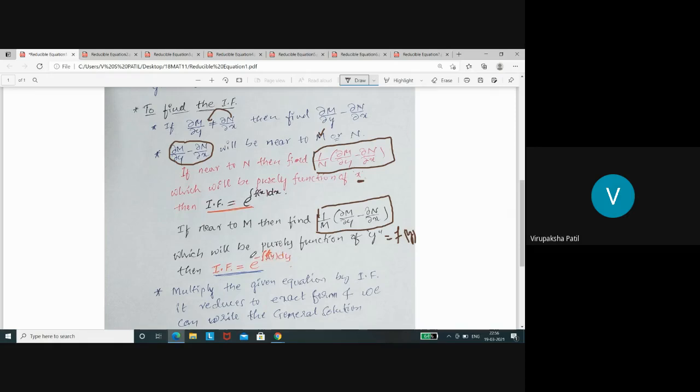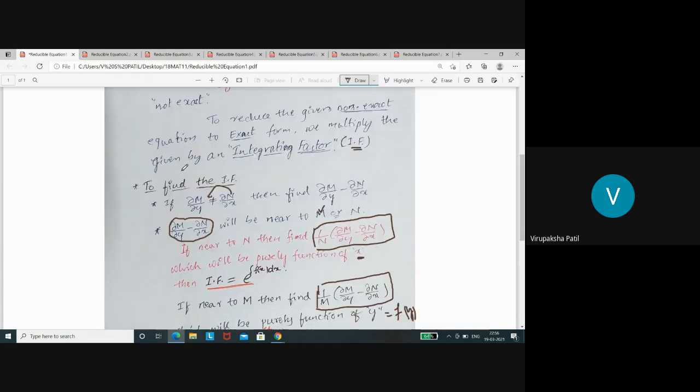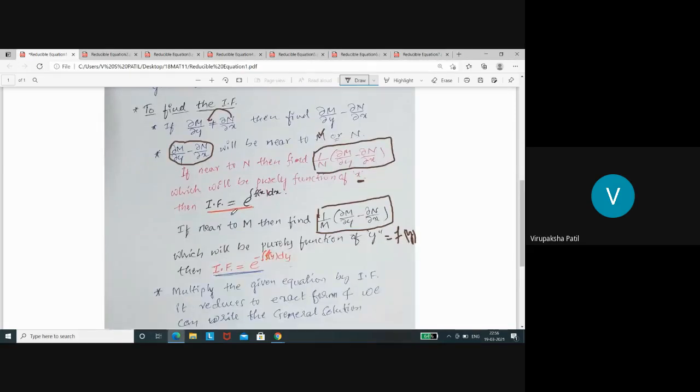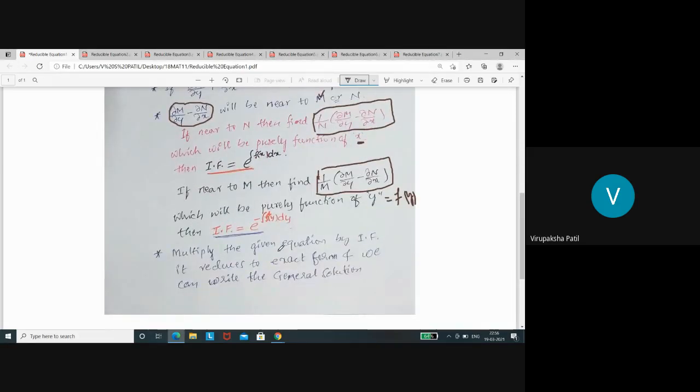Now after finding whether it is near to M or N, and after finding the integrating factor, to reduce the given non-exact equation of the form M dx plus N dy, what we should do is multiply the given equation by the integrating factor, whichever you got there, which reduces the given equation to the exact form. Once it becomes exact, we know how to write the general solution of that equation.